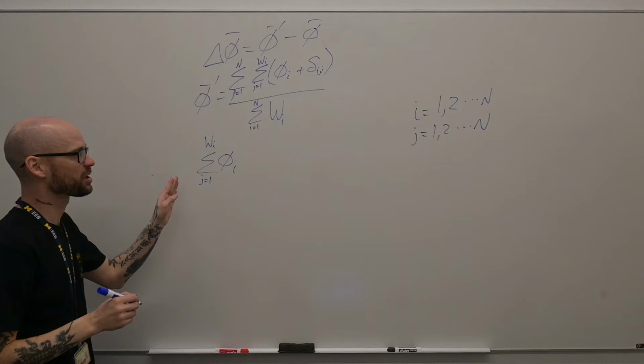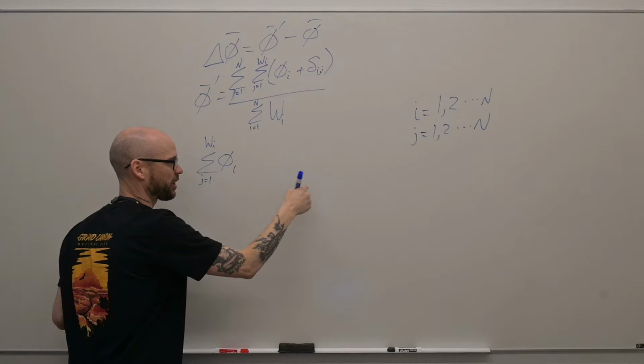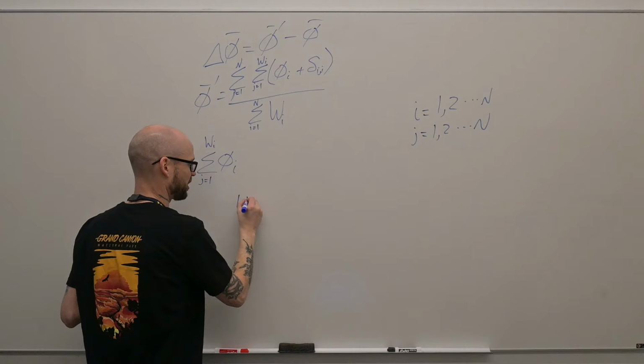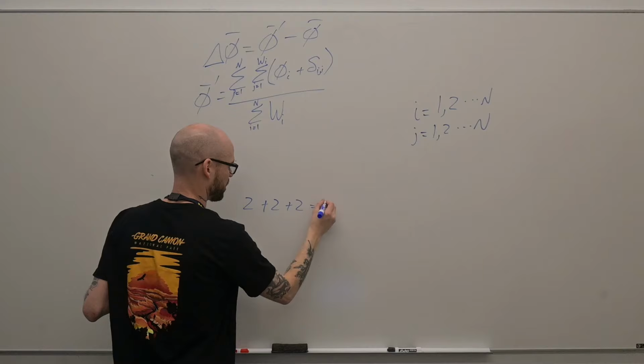What does this first term represent? Well, what it's telling us to do is take the trait value of individual i and sum it for each offspring. So let's say individual i has three offspring, and let's say that trait value is 2. Doesn't really matter. Let's say it's 2. 2 plus 2 plus 2 equals 6. Okay, right?